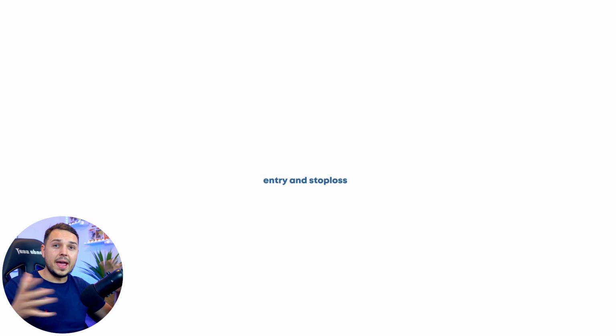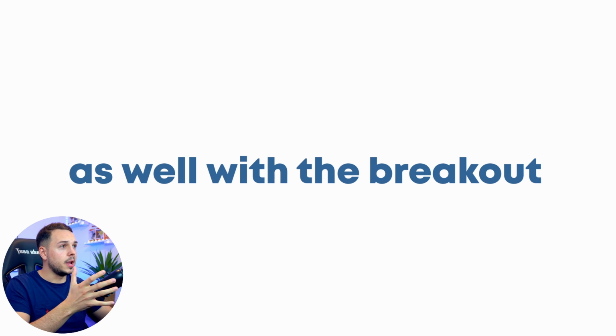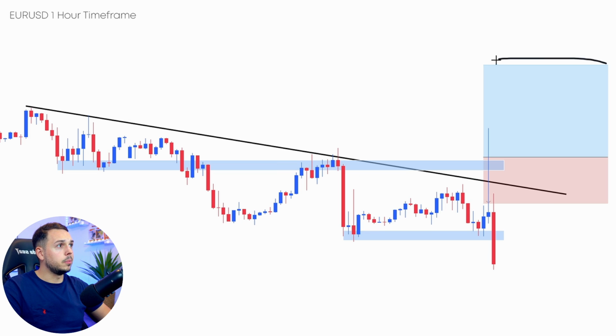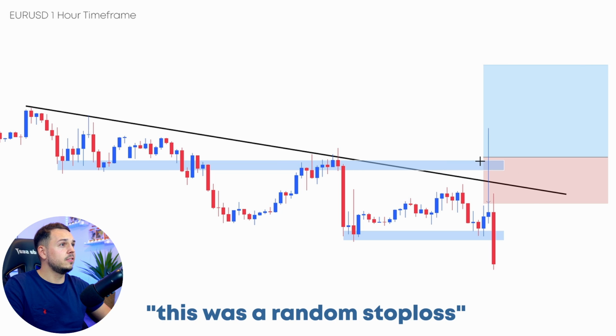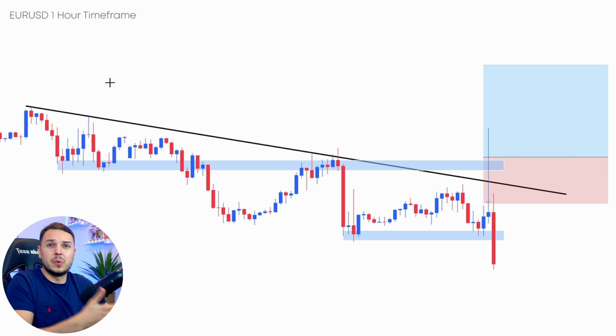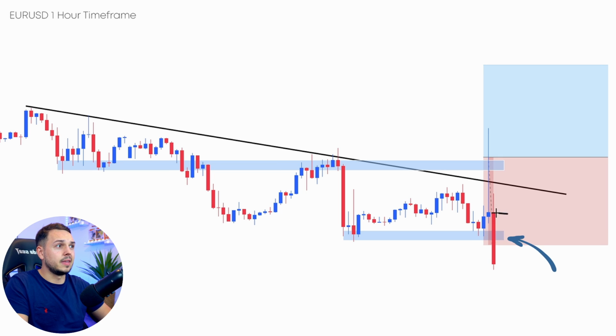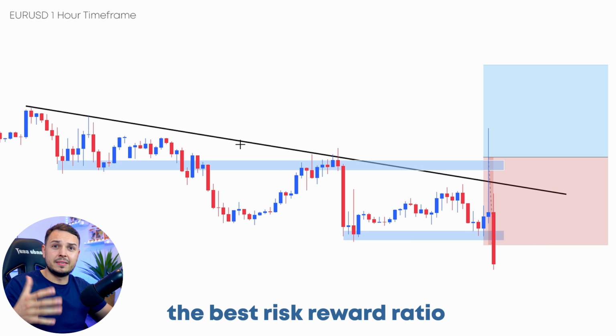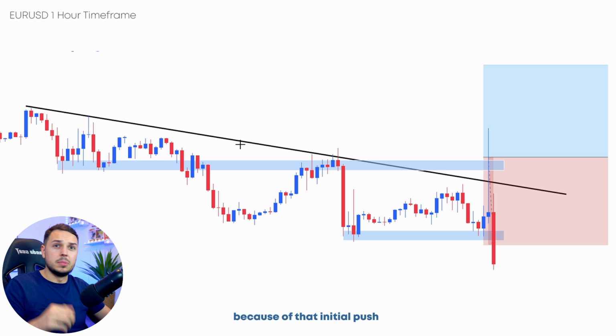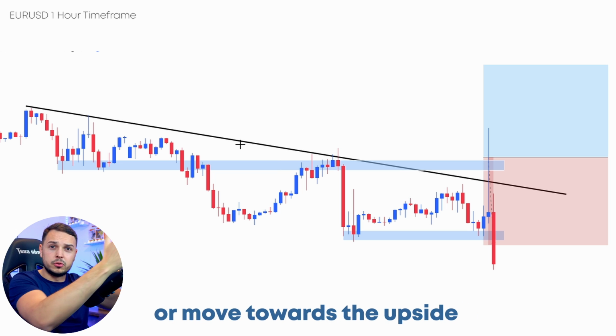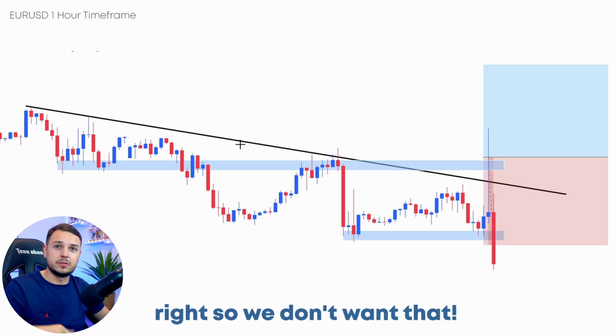Now we want to talk about entry and stop loss as well with the breakout. Look at this. The first example that we saw just over here would have had a horrible stop loss. This stop loss over here was just a random one, but honestly, where would you actually have to put it? Probably around here if this candlestick was in here, right? Just below the previous area of support, right? This wouldn't give you the best risk to reward ratio because of that initial push or move towards the upside. It would be sucky, right? So you don't want that.